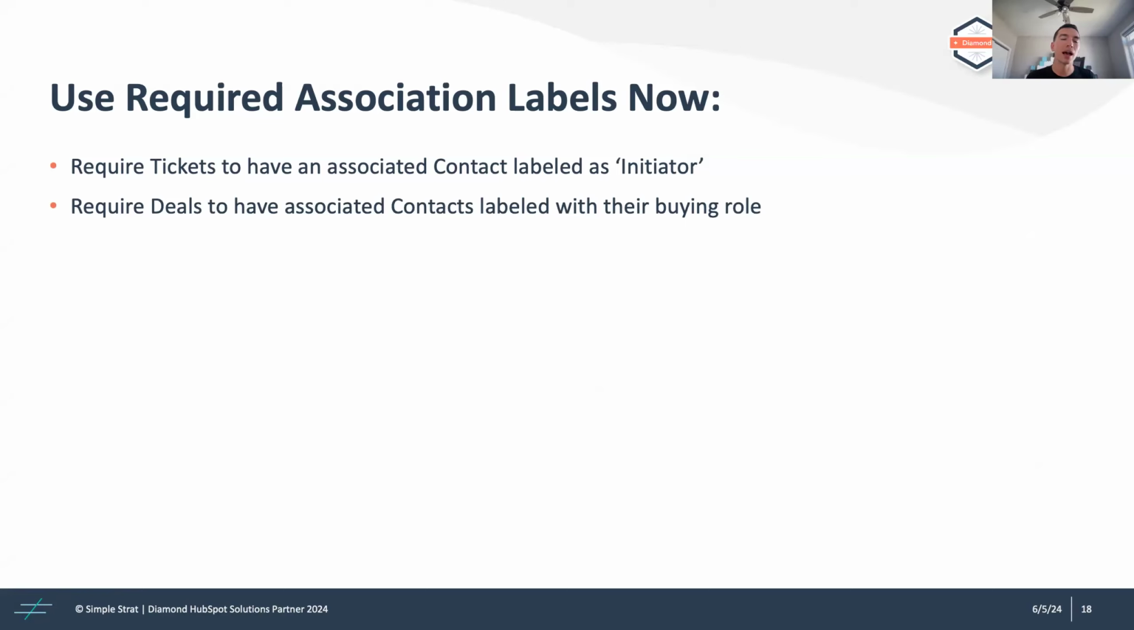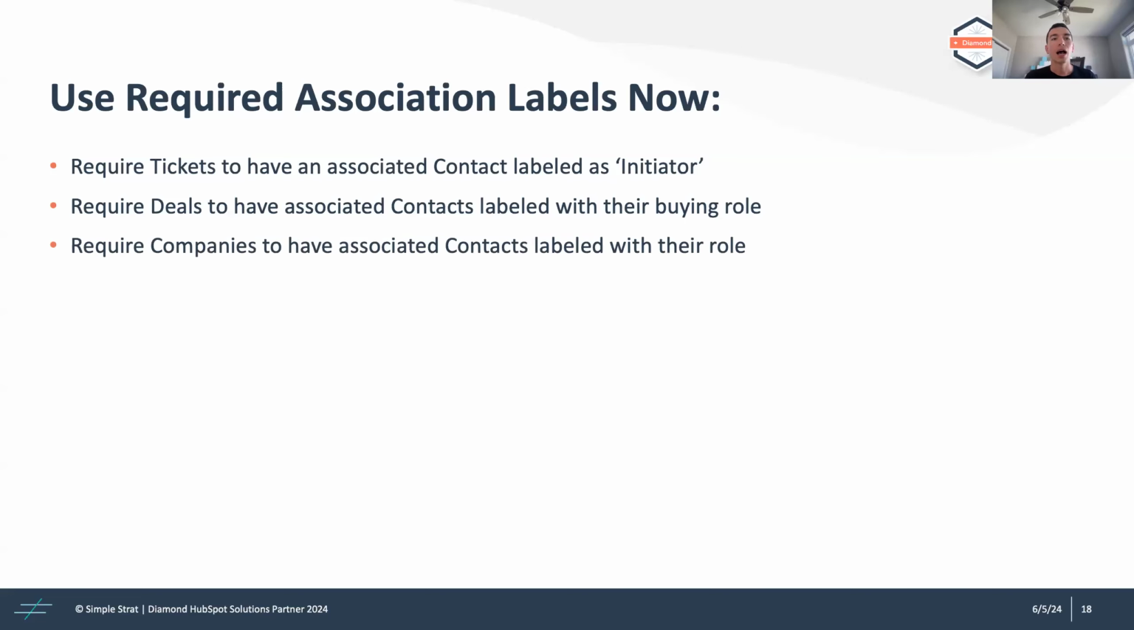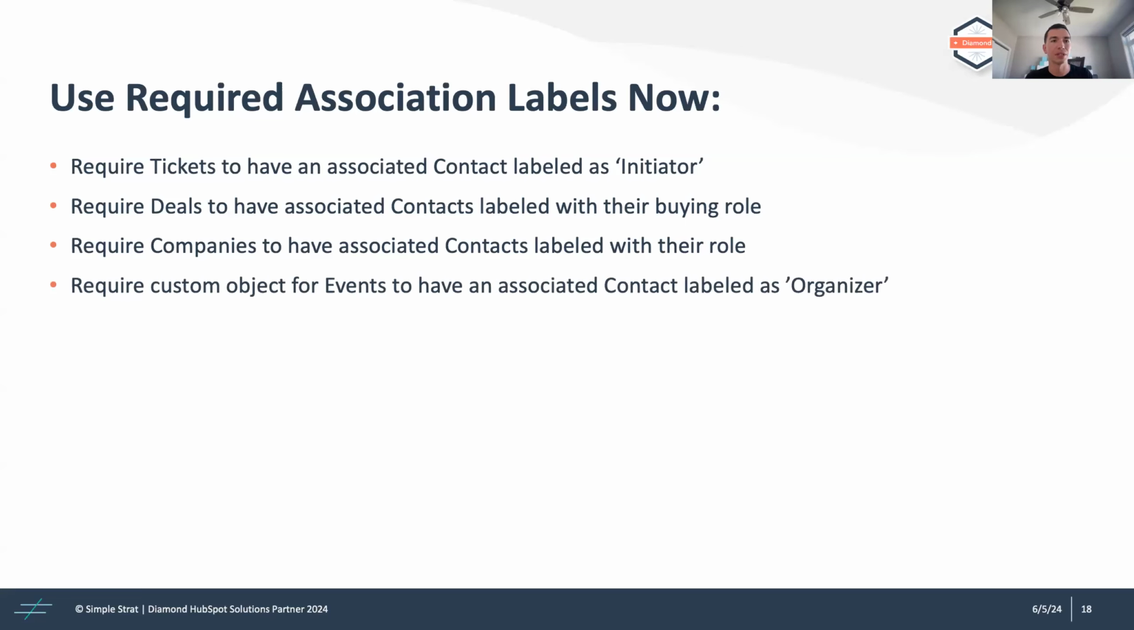Another one would be, let's say every time you create a deal, you always want your deals to be associated with contacts. And every time a deal is created with a contact, you always want them labeled based on their buying role, like they're a decision maker or just an influencer. You can do that. Require companies to have associated contacts labeled with their role. So again, every time you create a company, you always want them to be associated to a contact, and you always want to make sure that contact has a label with their role, similar to the deals example.